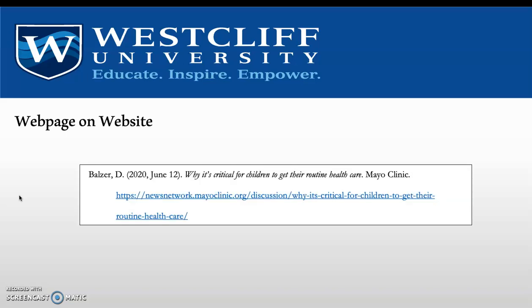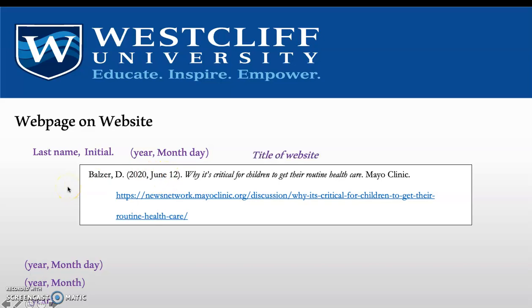A web page on a website. So we'd start with the author's information, if that's available, followed by year, month, date. So that's the ideal amount of information you would want to incorporate about the website in terms of the date. But if there was only the year and the month, we would include that, and bare minimum, just the year. Please note that when the month is written out, it's written out in its entire form. Title of the website is italicized, it's in lowercase, followed by the site name and the URL link. Note, it is embedded.